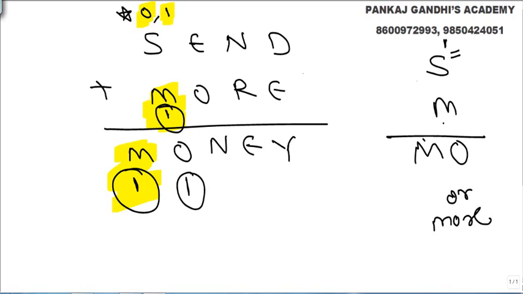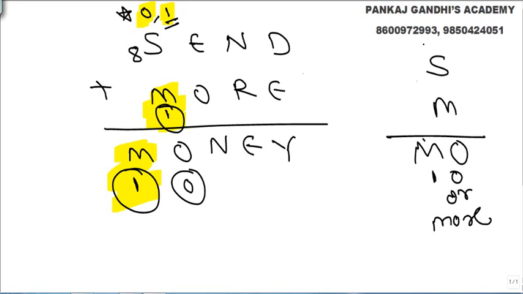So let's try it. If carry forward is 1 and S is 8, 8 plus 1 plus 1, we get 10. 8 plus 1, 9 plus 1, 10. It's possible. Perfectly fine. If carry forward is 1, S is 8 and M is 1, O is 0 is possible. This is one of the possibilities.